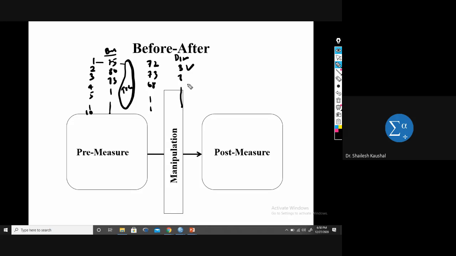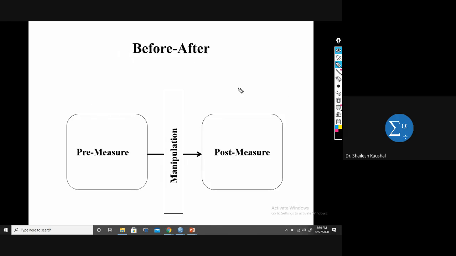Whether this difference is significant or not, who will tell us? The p value tells us. When we perform the paired t-test in SPSS, we will get the output. If the p value is less than 0.05, it means there is a significant difference, meaning this treatment is working. If the p value is greater than 0.05, it means this experiment is not working.